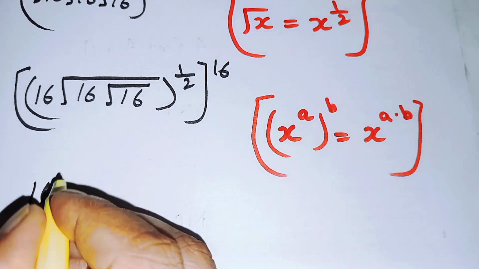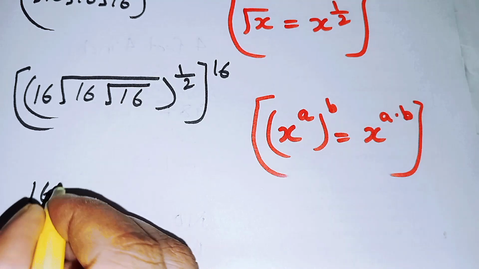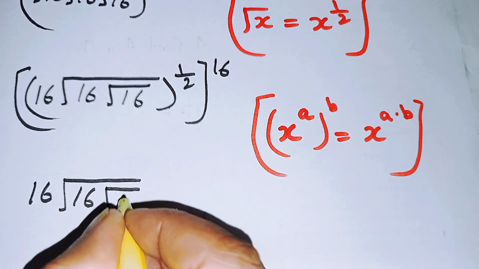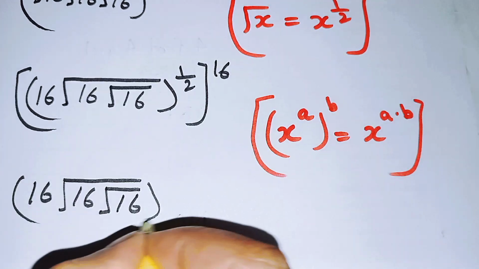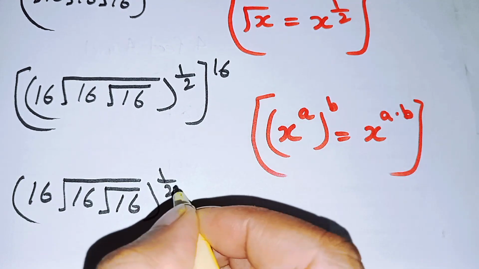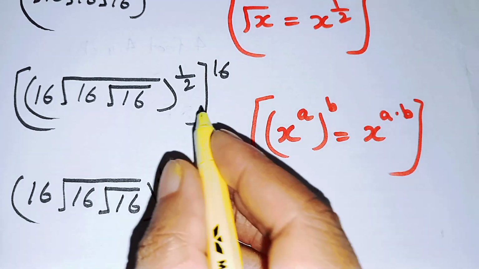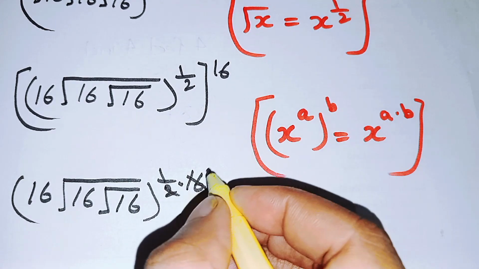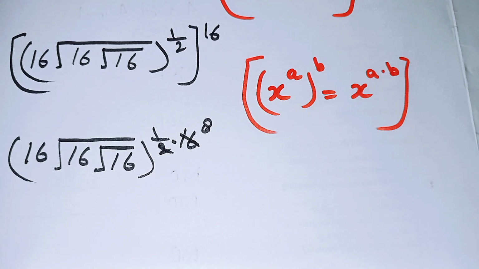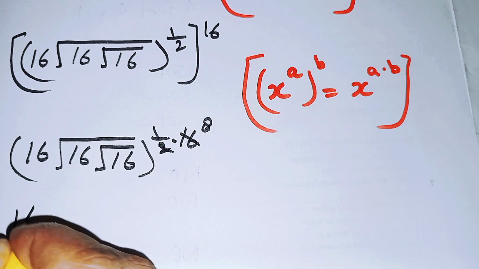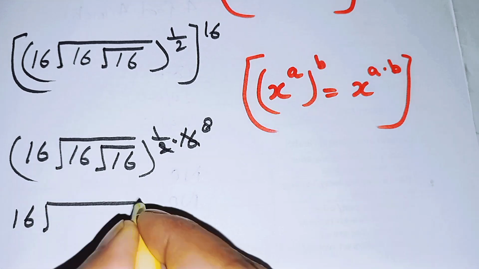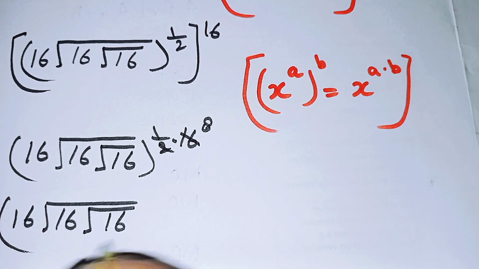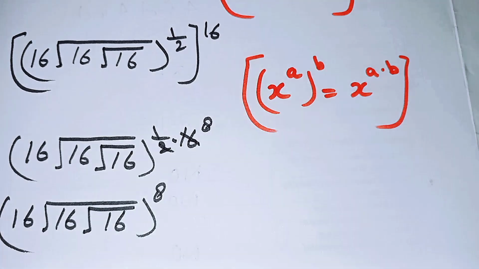16, square root of 16, and then square root of 16, and the whole thing to the power of 1 over 2, and then times this 16. Now this 2 divided by 16 is equal to 8. And now here 16, and square root of 16, and then square root of 16, and the whole thing to the power of 8.